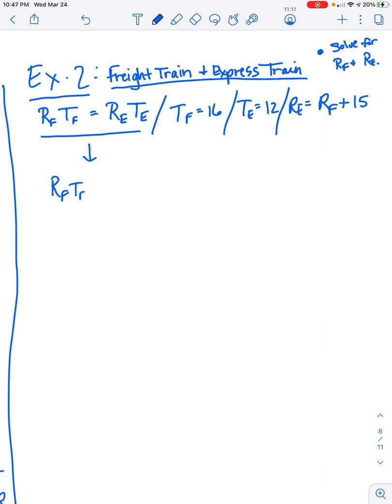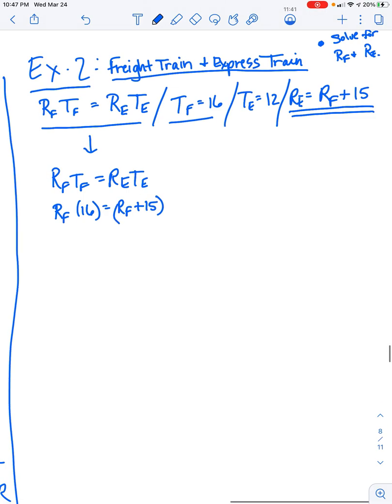We have R_F T_F equals R_E T_E. We're going to fill some things in here. So T_F is 16. We'll leave R_F as is, and that'll be the first rate we solve for, times 16 equals, and what is the rate of the express? Right over here, underlined up here, double underlined. So the rate of the express, I'm going to fill in here, is R_F plus 15. I'm going to put that in parentheses. And the time of the express is right here. I'll triple underline that one, is 12.